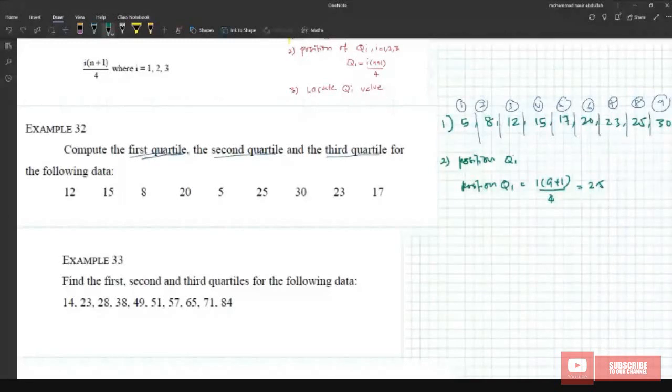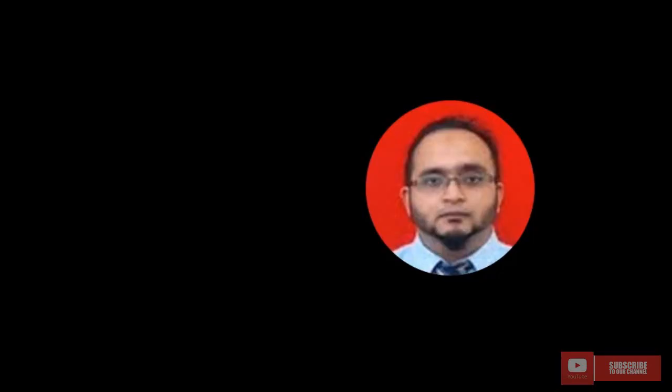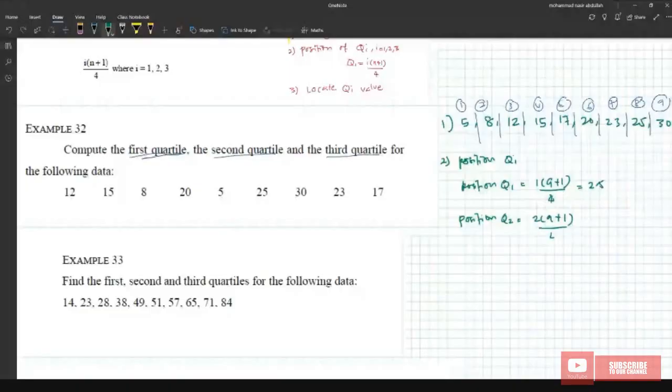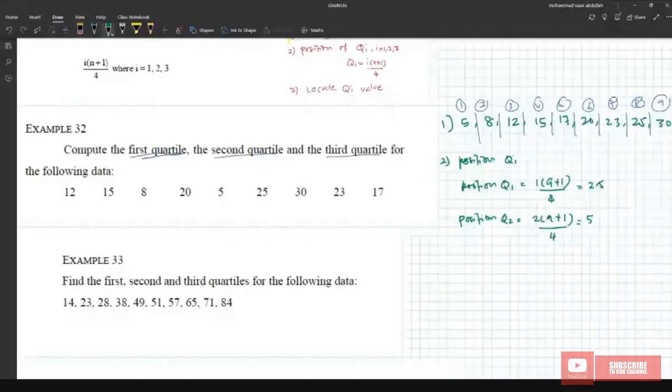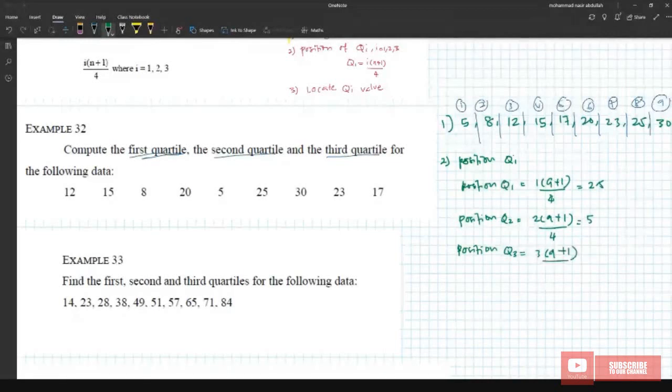And quartile number 2, 2 multiplied with 9 plus 1 divided by 4. So this one should be equal to 5. And position of quartile number 3, 3 multiplied with 9 plus 1 divided by 4. So this one should be equal to 7.5.